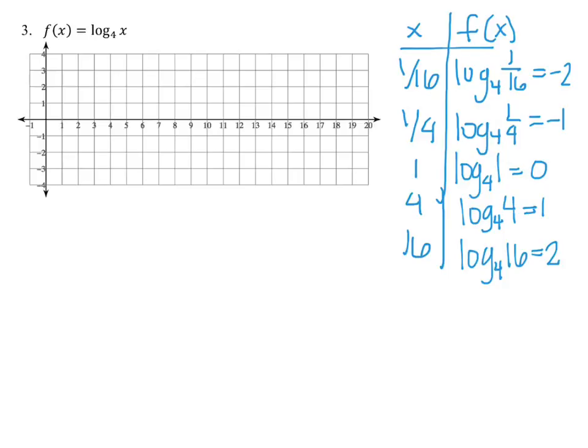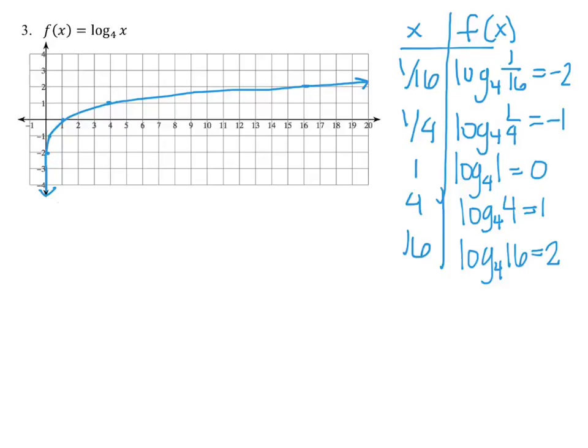So let's go put these points on the graph. At 1/16, which is really close to the y-axis, I'm at -2. 1/4, I'm at -1. 1 is at 0. 4 is at 1. 16, all the way over here, is at 2. So go and connect the dots. So that is the graph of log base 4 of x.